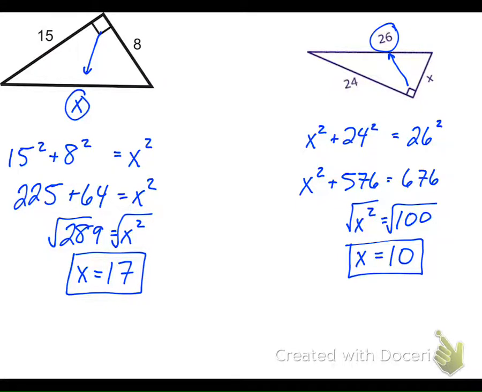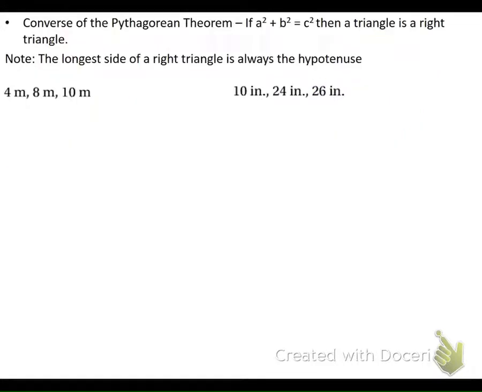On the back side of the notes, it's just figuring out whether something is a right triangle or not. So with this, the converse of the Pythagorean theorem tells us that if a squared plus b squared equals c squared, if that gives me the same number on both sides, then I know that the triangle has to be a right triangle.